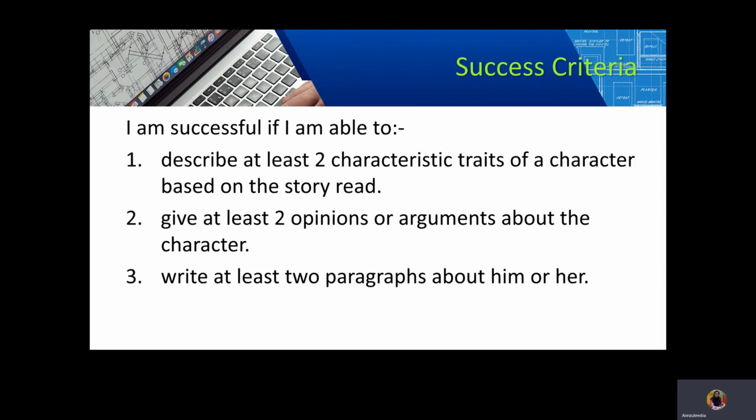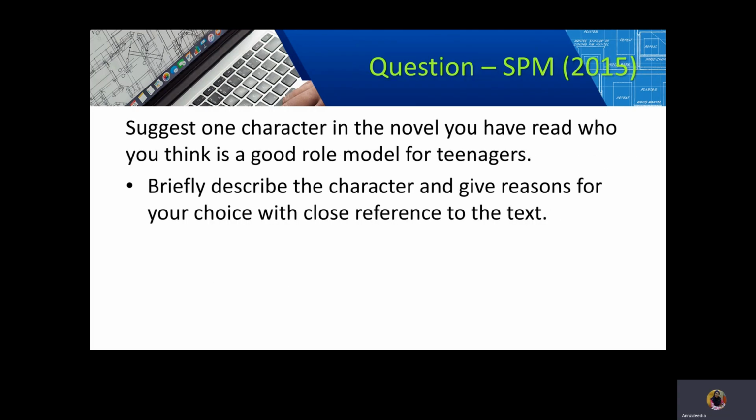Our success criteria for this morning is you can consider yourself successful if you are able to describe at least 2 characteristic traits of a character based on the story read, give at least 2 opinions or arguments about the character, and number 3, write at least 2 paragraphs about him or her.